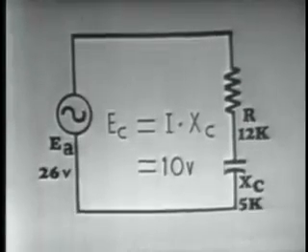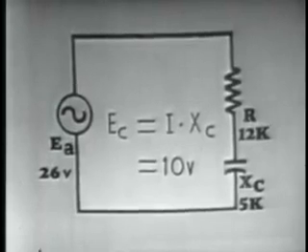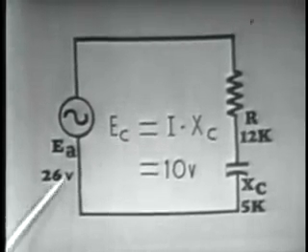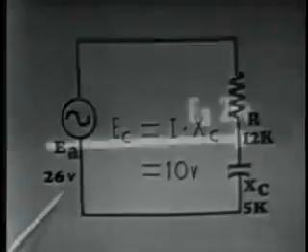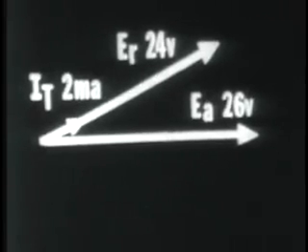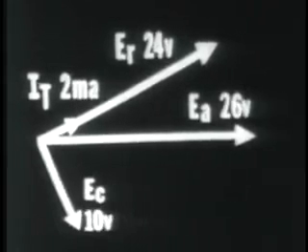Remember, these two voltages are not occurring at the same time. And to graphically illustrate this, we should draw a voltage vector of this circuit, and we'll begin by drawing EA, which is 26 volts at 0 degrees. Next we have ER, which is 24 volts, leading EA. In phase with ER, we have IT, which was 2 milliamperes. And lagging ER by 90 degrees, we have EC, which is equal to 10 volts.